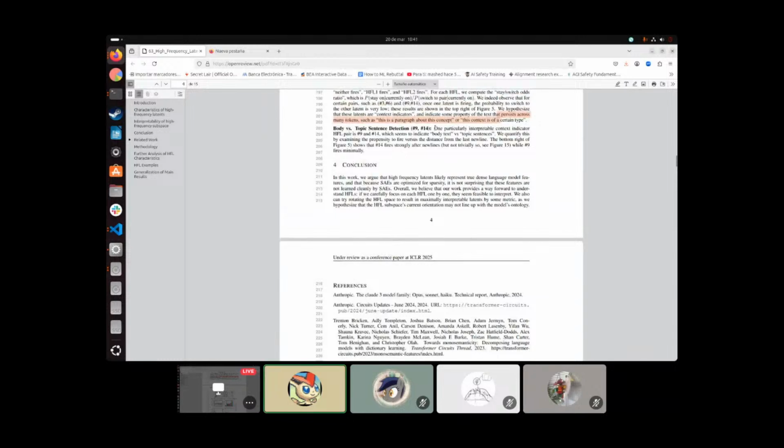Anyway, let's look at the last one. One particularly interpretable context indicator is 9 and 14, which seems to indicate body text versus topic sentence. It just spawned for a moment and then disappeared. I don't know why, but let's continue.